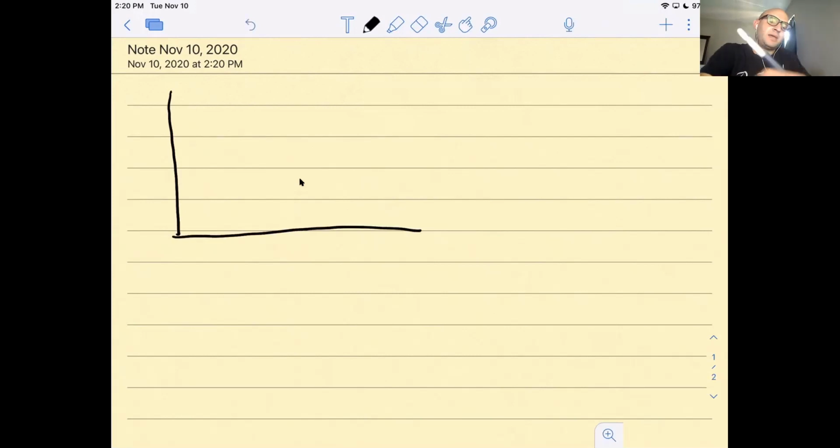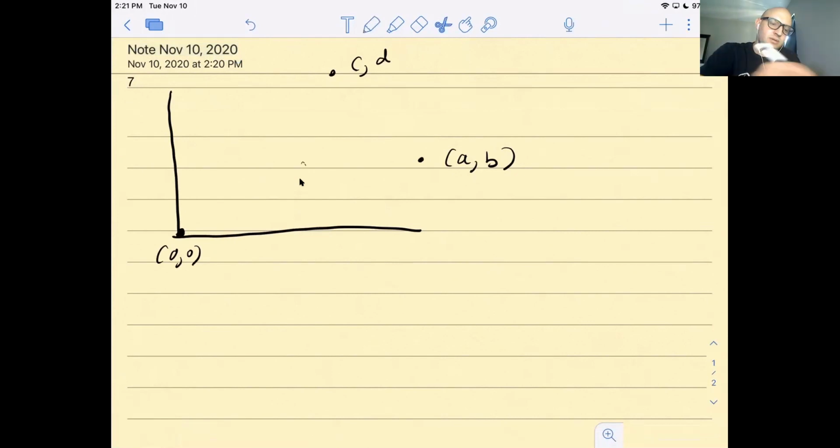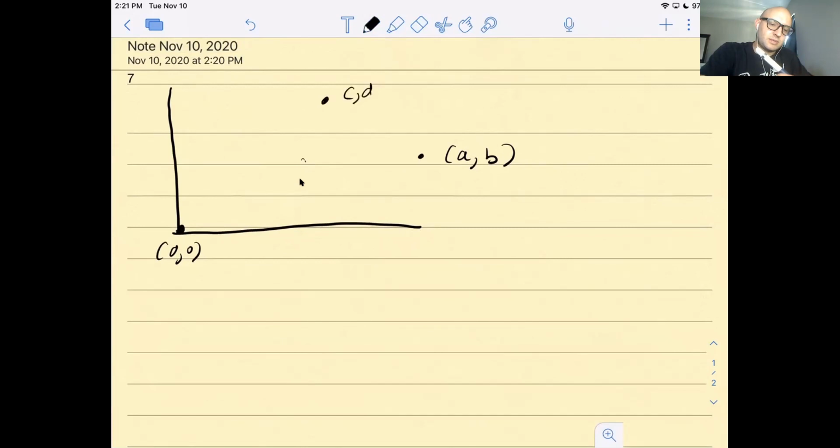So imagine that we have a triangle with three points. One point is at the origin, one point is at A, comma B, and the other point is C, comma D. Oops, I don't think it likes that. We just erase this. So we have a third point over here, C comma D. And I'm going to draw a triangle here.